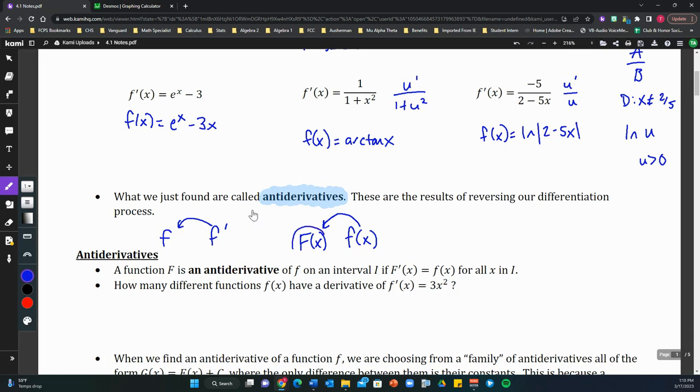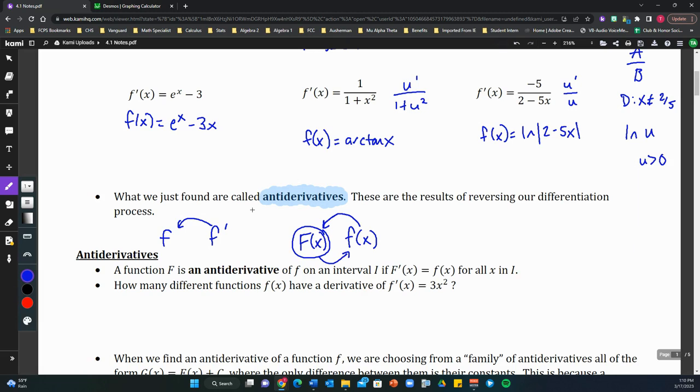So we can call this guy the antiderivative of little f of x if I take the derivative of this equation and it spits me back out where I started. Okay? So just some of the notation stuff that we have to get kind of out of the way.